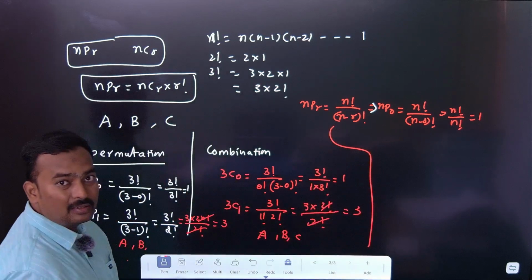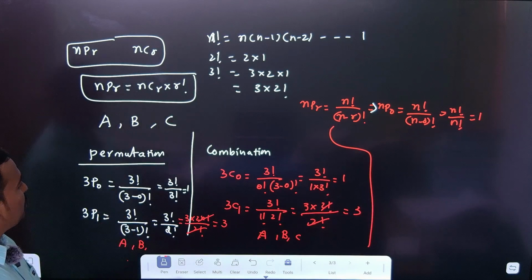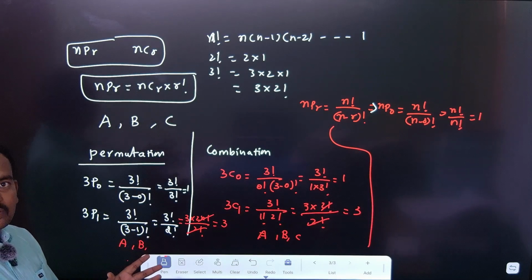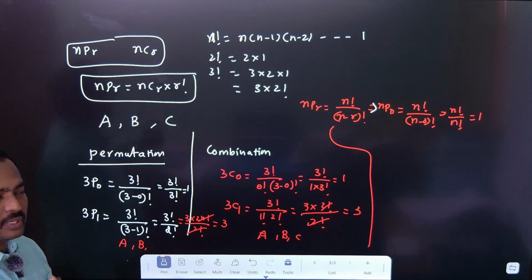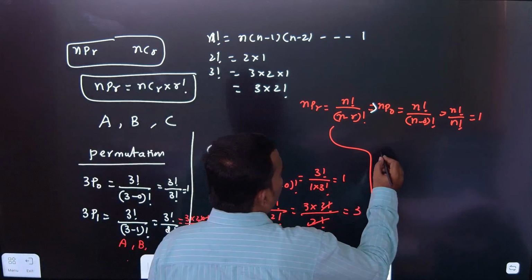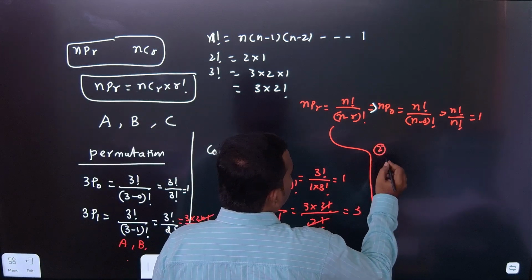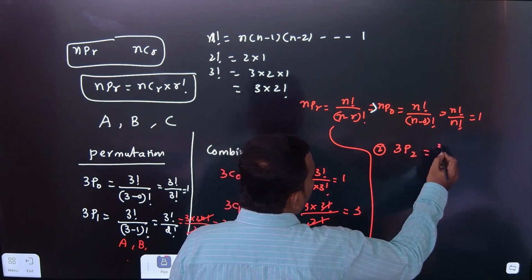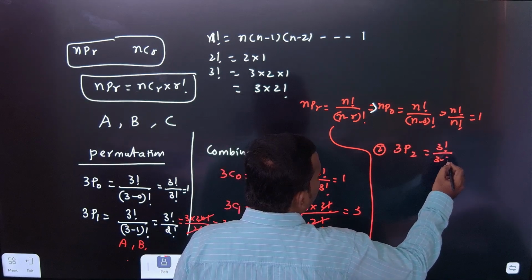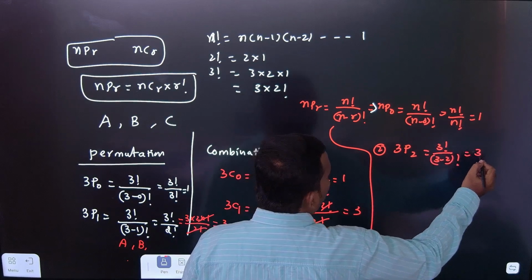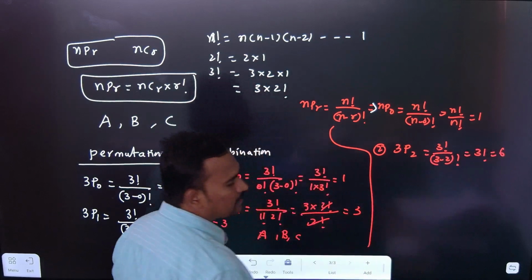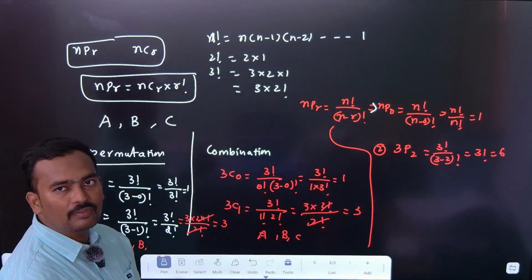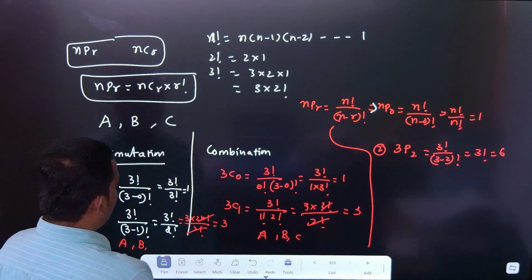Let us take 2 at a time. You can see there are 3 letters A, B, C. You have to select 2. Any 2 you can select and arrange them. The second thing is 3P2: 3 factorial divided by 3 minus 2 factorial, that is 3 factorial ways. It's 6 possibilities because 3 minus 2 is 1 factorial, which is 1, right? Okay.